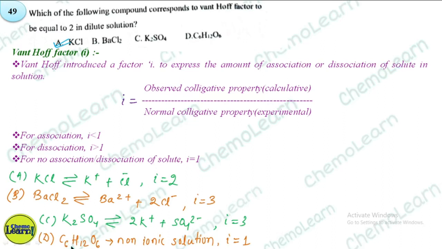In case of C6H12O6, it forms a non-ionic solution because it is a molecular compound. Here i will be equal to 1. So in option A we have i equal to 2, which will be the correct option.